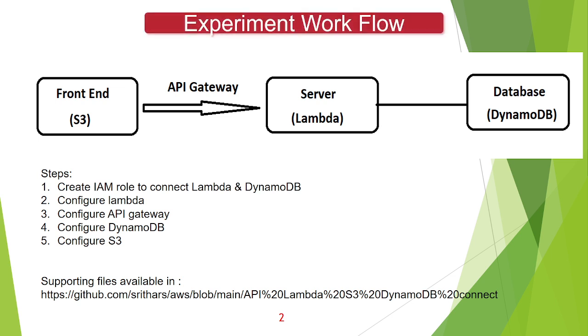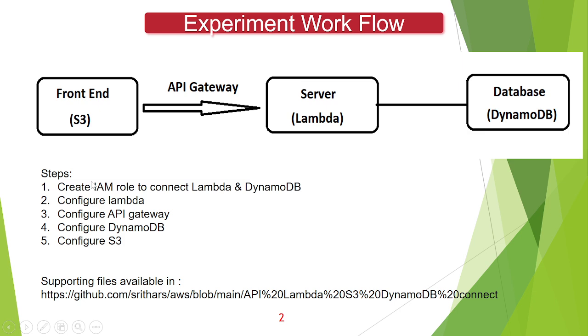So this is our experiment flow. In this exercise, I'm going to show you how to calculate an exponential value of a number with the help of S3, API Gateway, Lambda, and DynamoDB. For this, I'm going to keep all the front-end code in S3 and the server code in the Lambda function, with DynamoDB as the database. For connecting S3 and the Lambda function, we are using API Gateway. If I want to send any data to the server, I need to use API Gateway.